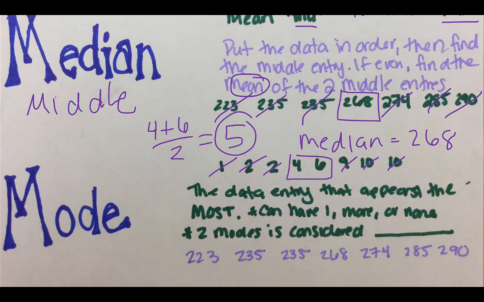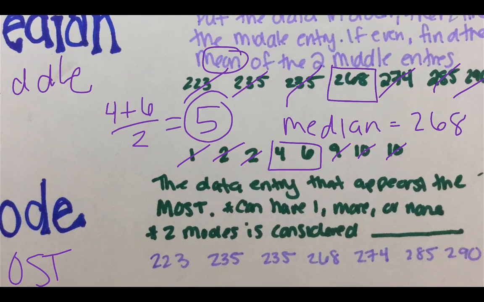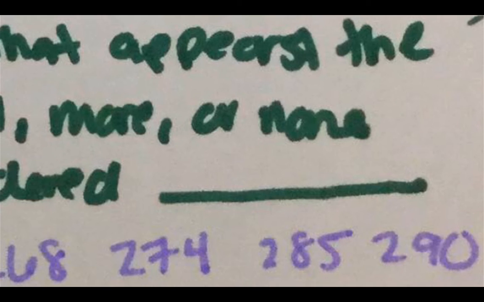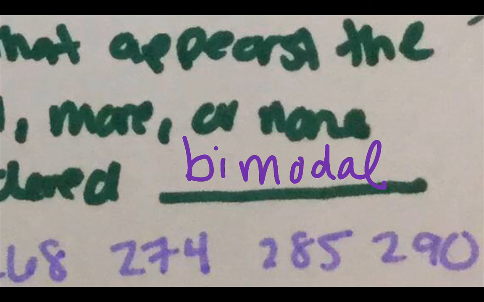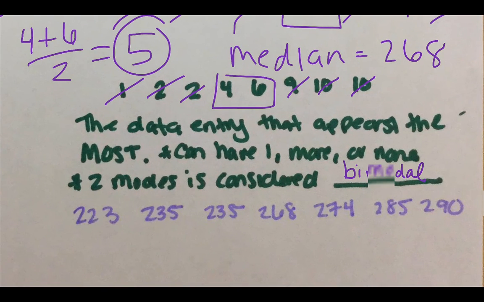Okay. And then mode, if we're thinking median is middle, mode, we're going to think most. Which data value appears the most? You could have one value that occurs the most. You could have none. Or you could have more than one. And if something has 2 modes, and this is just a word that you see in math, so I did want to bring this one to your attention, it would be called bimodal. If it has 2 modes, it's bimodal.